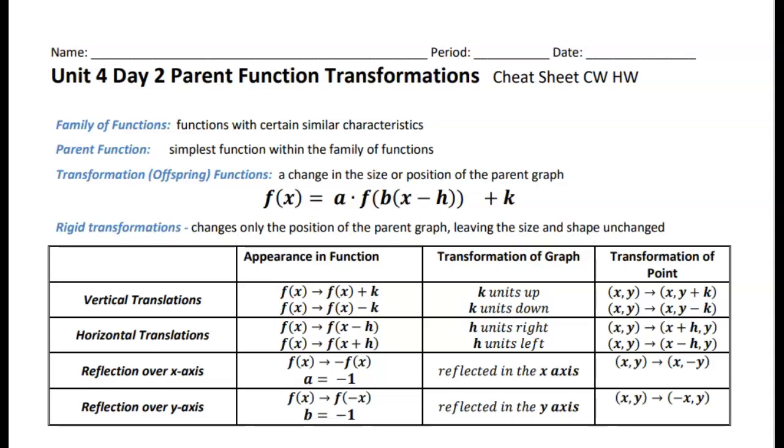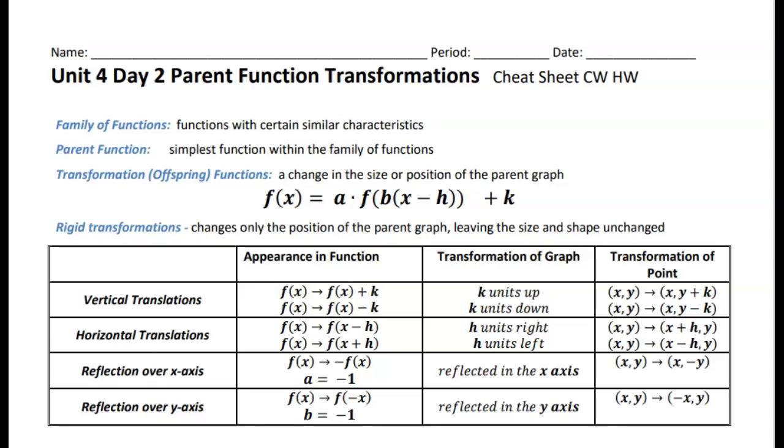Welcome to your summary lesson on parent function transformations. So hopefully you read the directions in the Google post today and you finished classwork number 1, the matching activity for 2 points, and the Desmos activity questions 1 through 7 for the other 2 points. So this video just summarizes everything in one little cheat sheet package, and there's your classwork and homework attached.